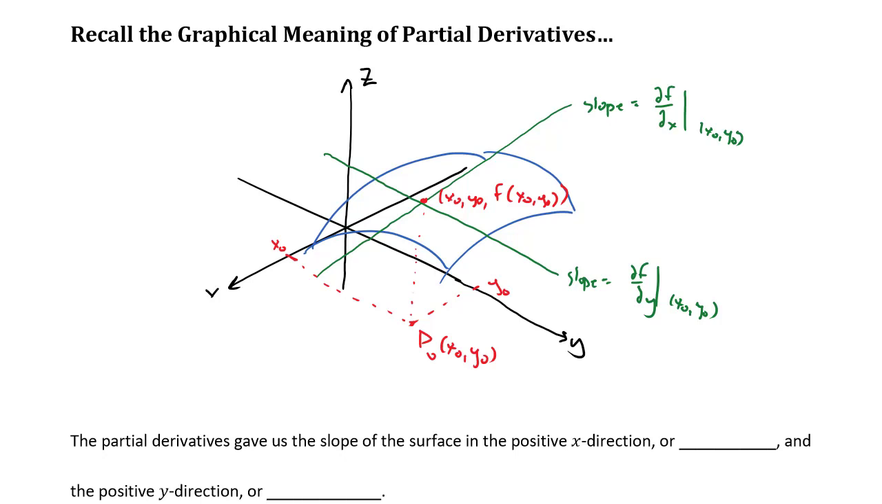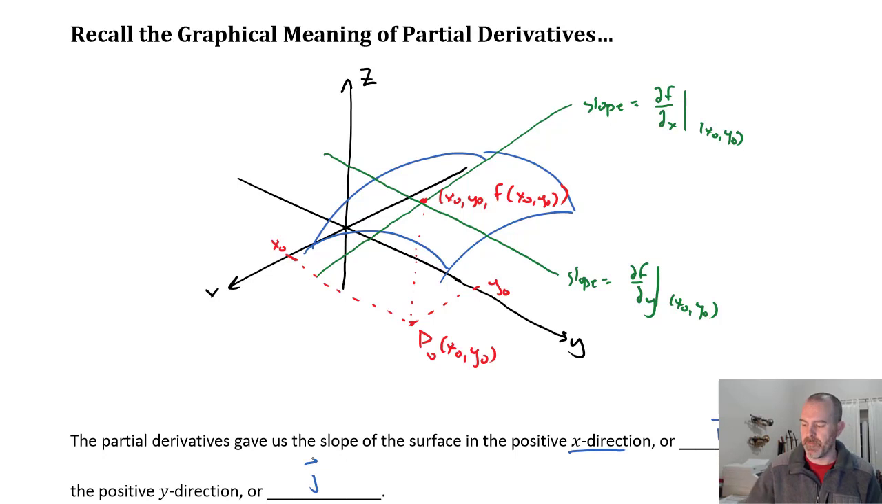So again, the partial derivatives give us the slope. The partial derivative with respect to x gives us the slope in the x direction, or the i vector, and the partial derivative with respect to y gives the slope in the positive y direction, or the j vector.